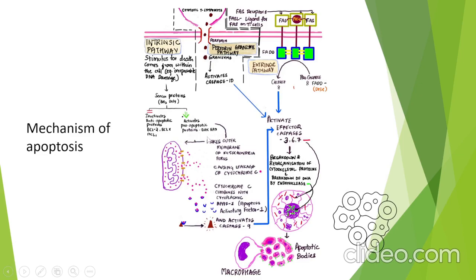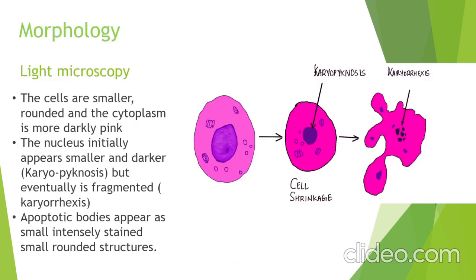We have seen the initiation phase, which can happen by the intrinsic pathway, extrinsic pathway and perforin-granzyme pathway, and the execution phase, which is done by the effector caspases, finally leading to the formation of the apoptotic bodies, which are quietly removed by the macrophages. So let us see what the morphology of apoptosis is like. That is, what does apoptosis look like under the microscope.